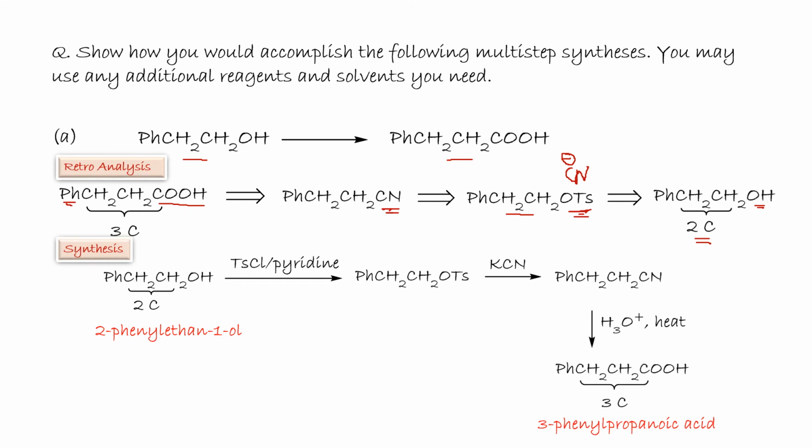So starting with 2-phenyl ethan-1-ol with tosyl chloride in pyridine, we get the tosylate. React this compound with potassium cyanide to give the nitrile. Hydrolysis of the nitrile with aqueous acid and heat will furnish the target molecule, 3-phenyl propanoic acid.